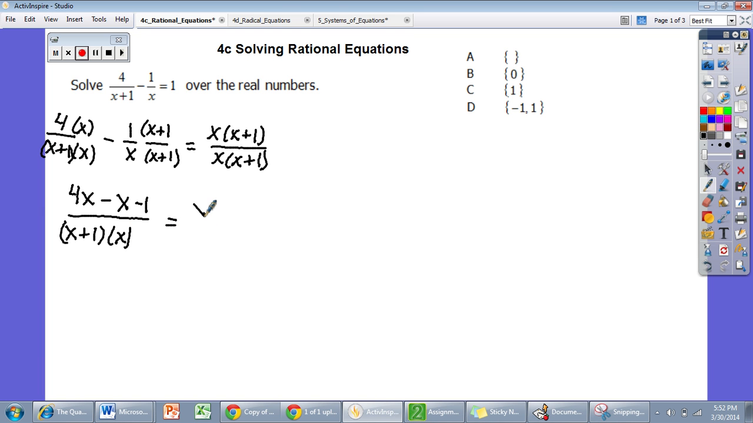And then on this side I have x times x plus 1 and x times x plus 1. Now these are the same denominators on both sides, even though on this side I have my x written first and on this side I have my x plus 1 written first. Lastly, I want to combine my like terms here. 4x minus x gives me 3x minus 1 all over x plus 1 times x, and then this side just stays the same.